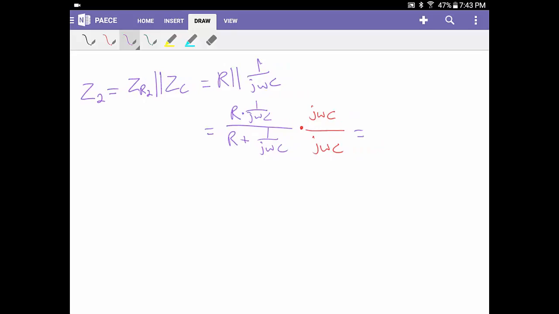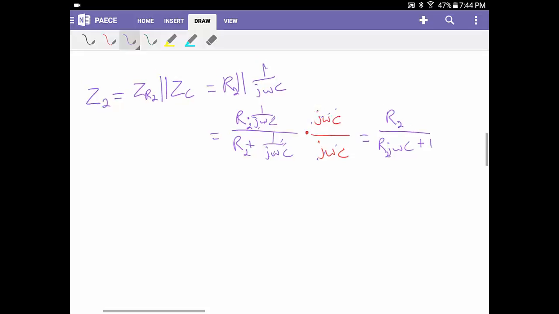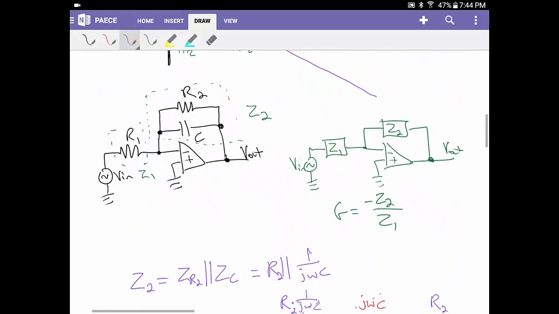So our J omega C's on the top and bottom will cancel out. However, we still have to multiply R by J omega C. So our end result is going to be R all over R J omega C plus 1. Now, this R in this case is going to be R2. I forgot to write this down. So it's R2. Again, it's our feedback resistance network.